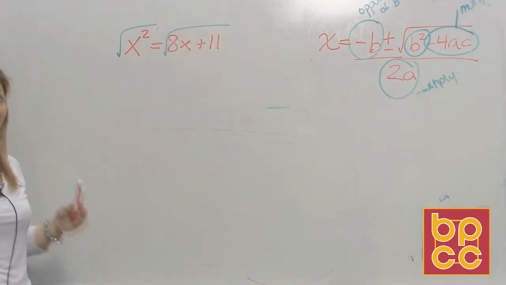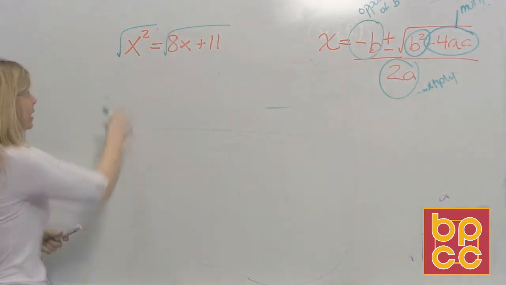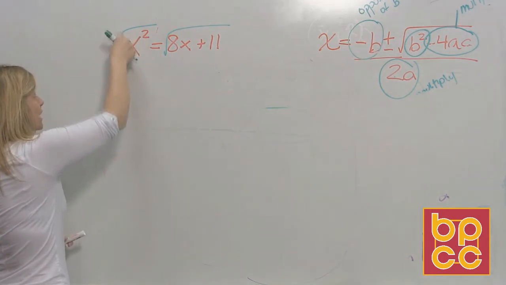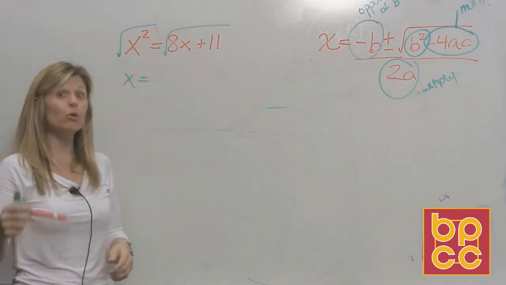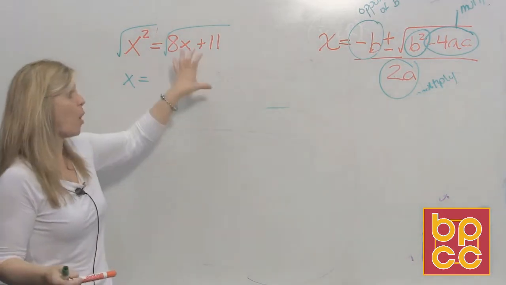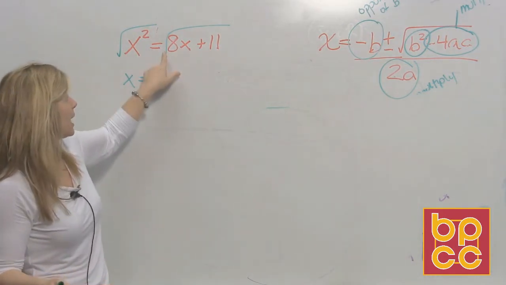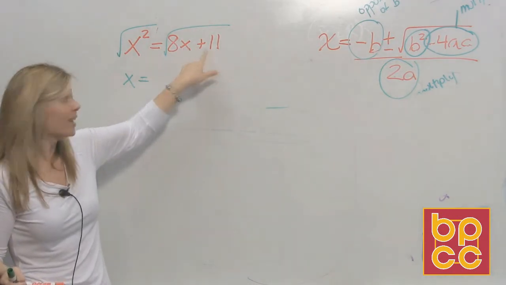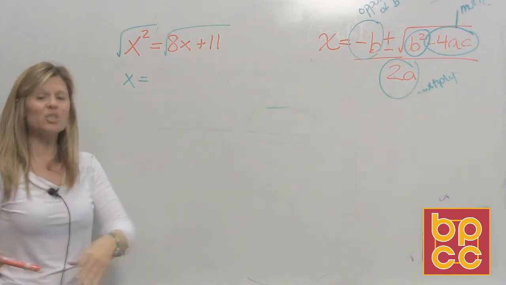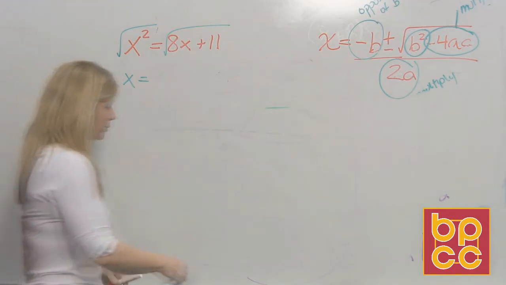Well, that's a great idea. And I agree. Squares and square roots would cancel out and leave x equals. But again, if you do the square root method, you want a number on the right. Can you square root 8x plus 11? No, there's a variable there. That's why the square root method doesn't work. So that's out.